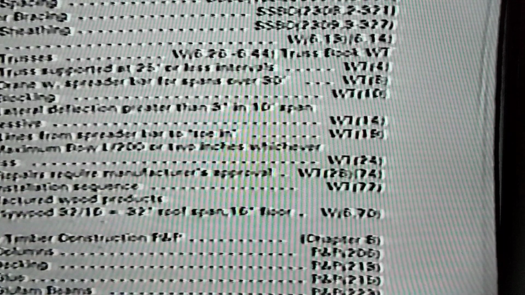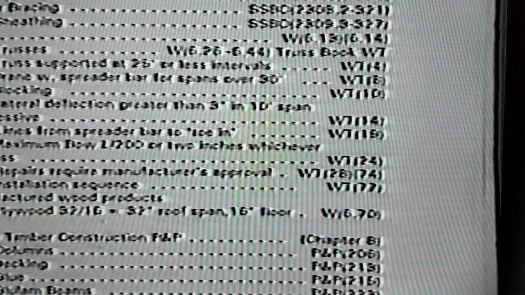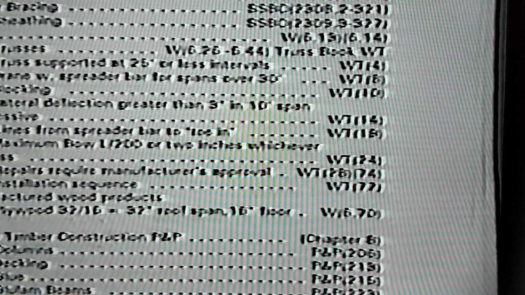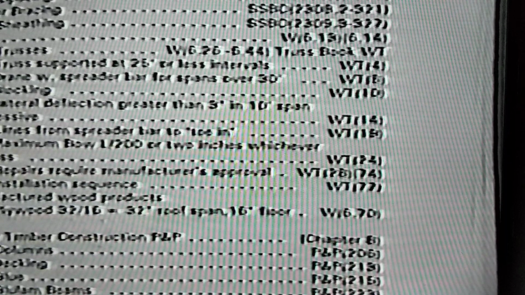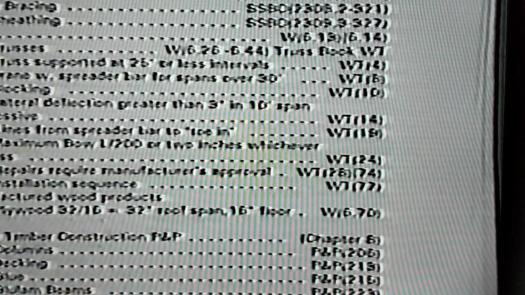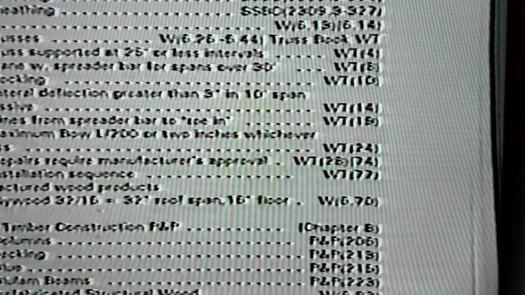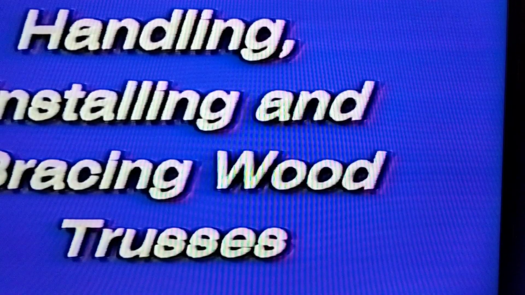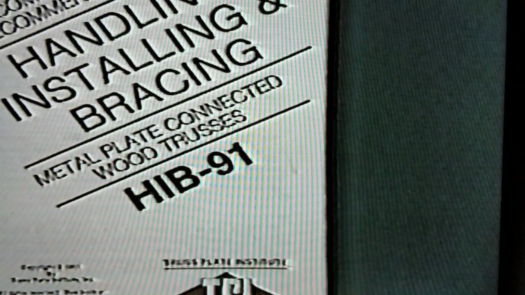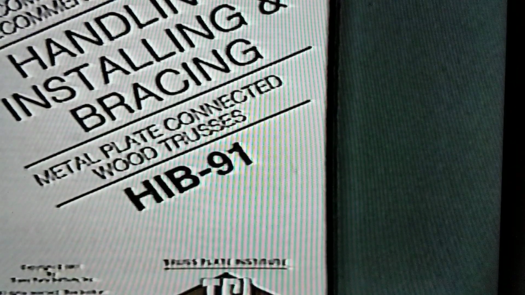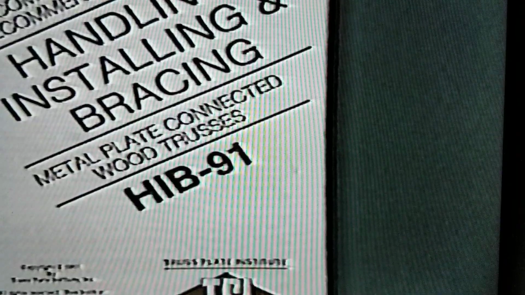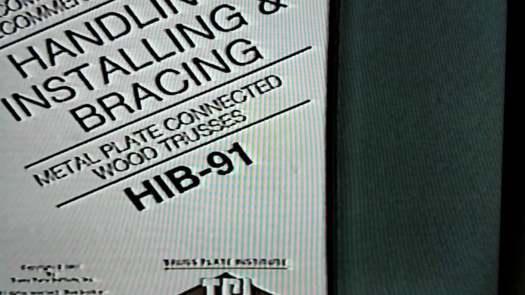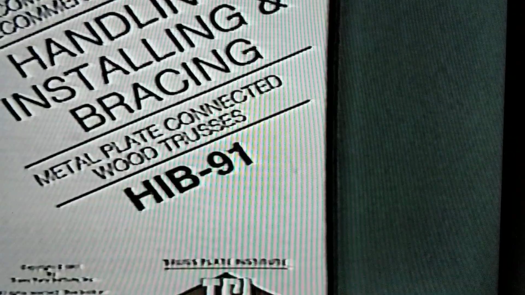Turning back to our outline, we get to topic number 15. And here we get some rules about roof trusses. Now, I'm going to summarize these items, but really the reference book that is to be used for questions relating to roof trusses is the Handling, Installing, and Bracing Guide, HIB 91. This book is published by the Truss Plate Institute. What it intends to do is to show the proper protocol in handling, installing, and temporarily bracing trusses.